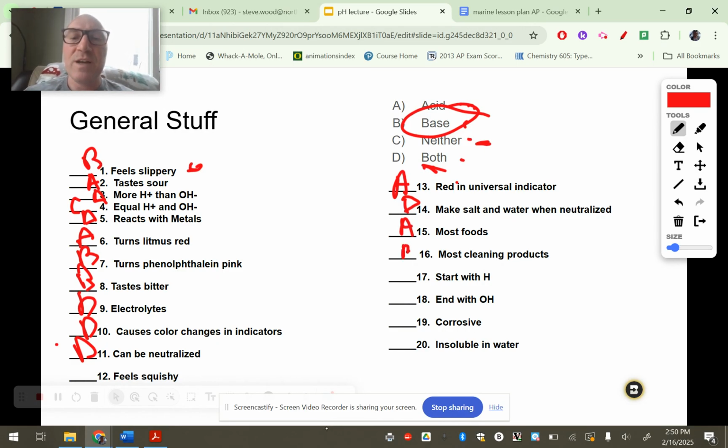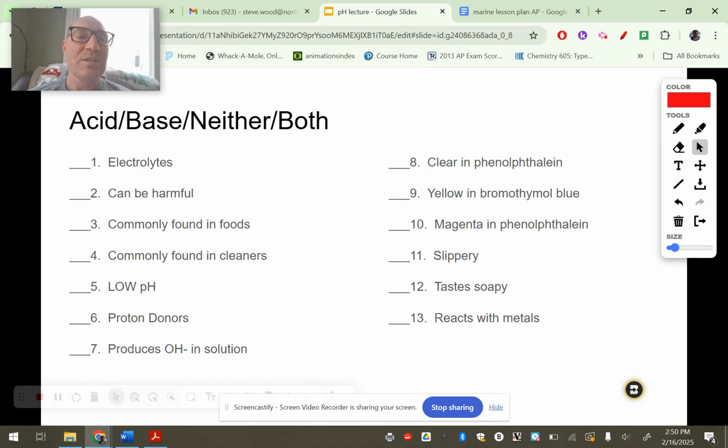Most foods happen to be acids. Most cleaning products happen to be bases. Starts with H, that's definitely an acid. Ends with OH, that's definitely a base. And corrosive. Corrosive means that you eat away metals, so that's an acid. And then insoluble, that's neither of them. They all dissolve in water. That's what makes them so. Okay, so that's just some general things.